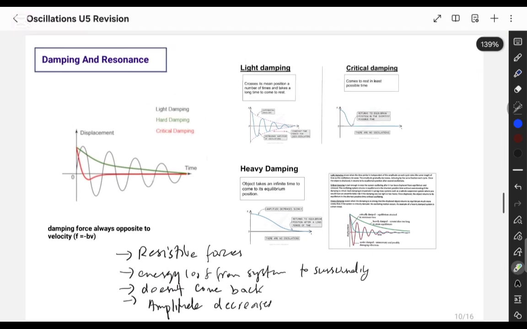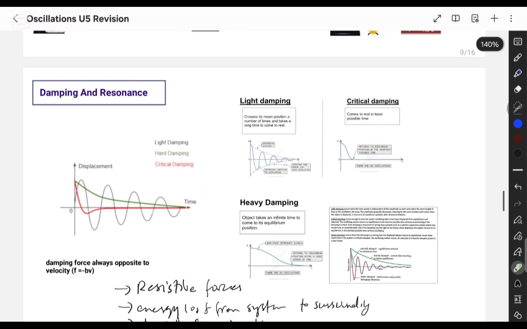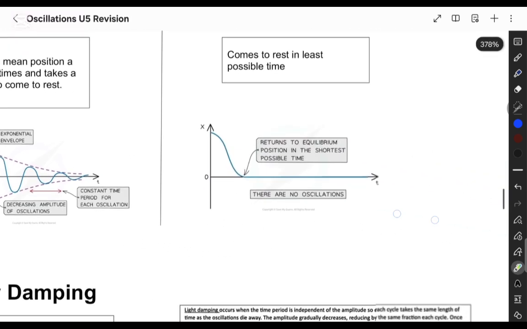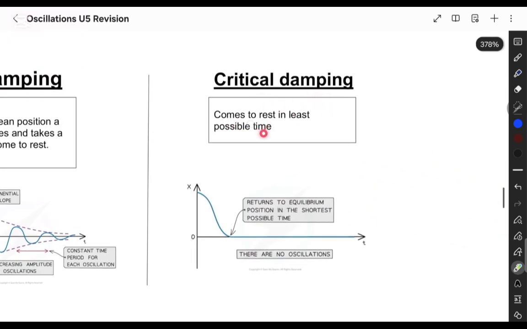Okay, and then three types of damping. The first is light damping, where the amplitude is going to decrease and decrease and decrease. So it follows an exponential envelope as well. There's going to be decreasing amplitude of oscillation, but the time period remains constant. Remember that. It crosses its mean position a number of times and takes a long time to come to rest.